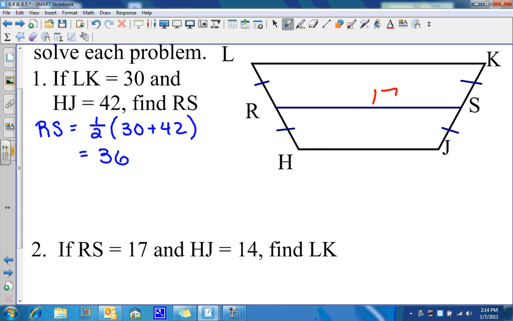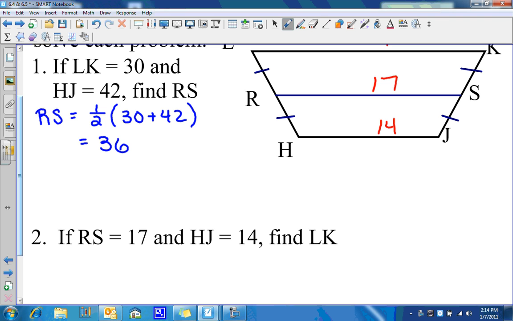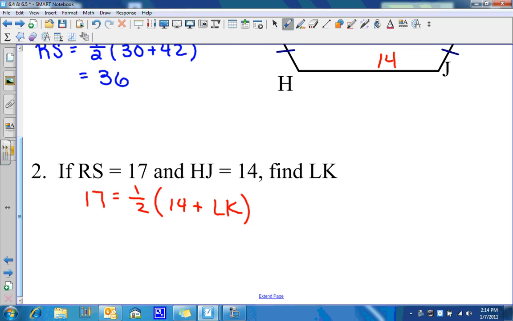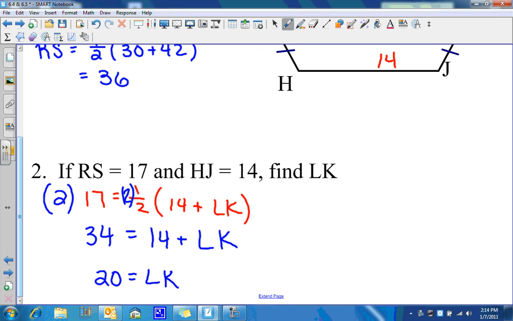If RS is 17, HJ is 14, find LK. Well, you set it up the same way, but we know RS is 17. We know it is half of these things added together: 14 plus, we don't know what this is, LK. Okay? How do you get rid of a half times something else? You can divide by it on both sides, or you can multiply by the reciprocal, right? So if I multiply both sides by 2, I get 34 equals 14 plus LK. I subtract 14 from both sides, and I get 20 equals LK.